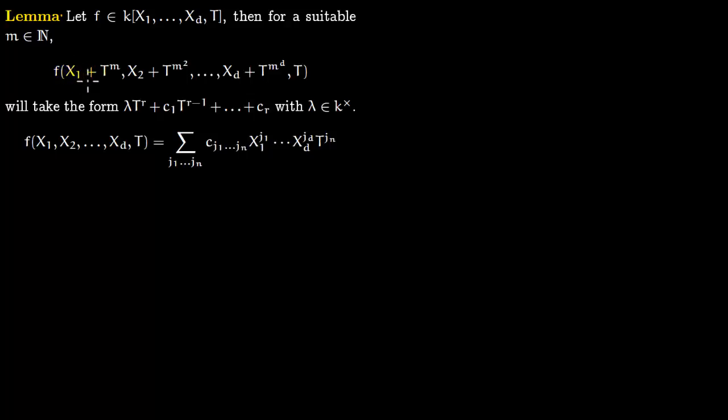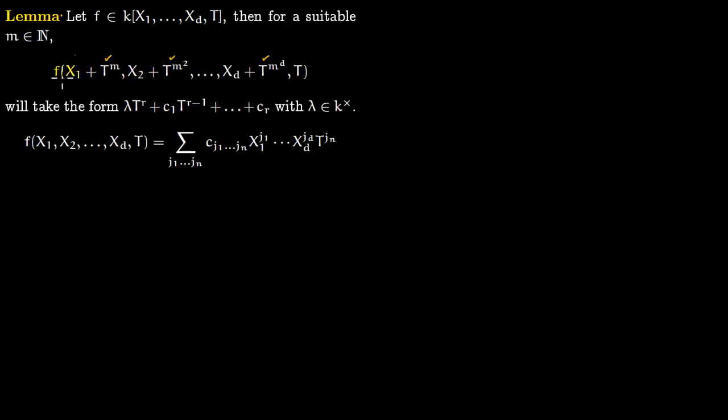So we write it as f(x1 plus t to the power of m, x2 plus t to the power of m squared, then x3 plus t to the power of m cubed, all the way to xd plus t to the power m to the d, comma t). So all this is important. It will be clear in the proof why we are taking such powers.